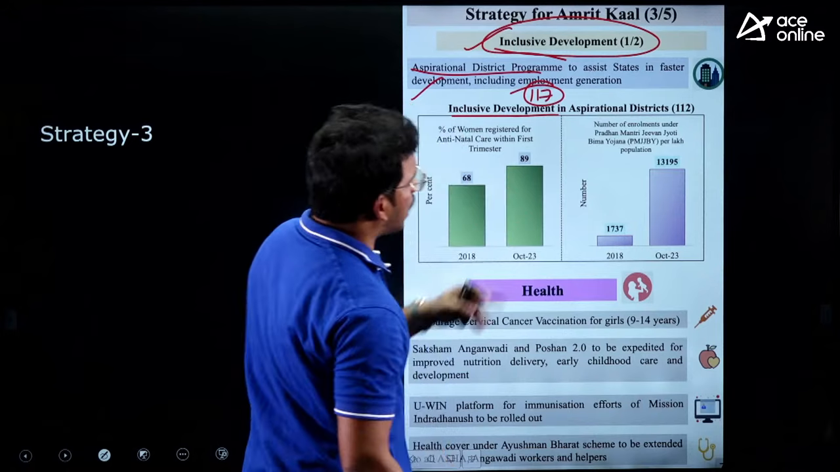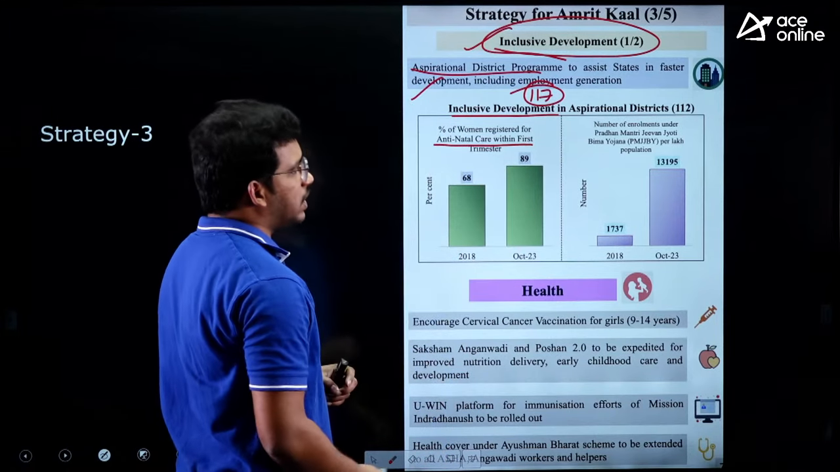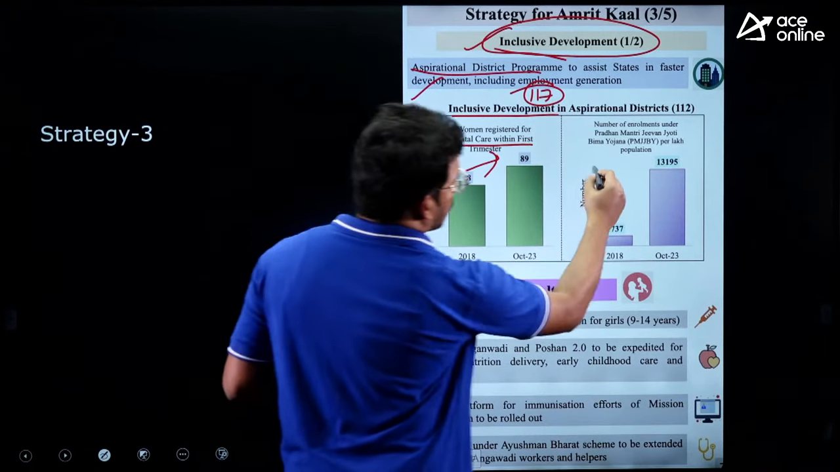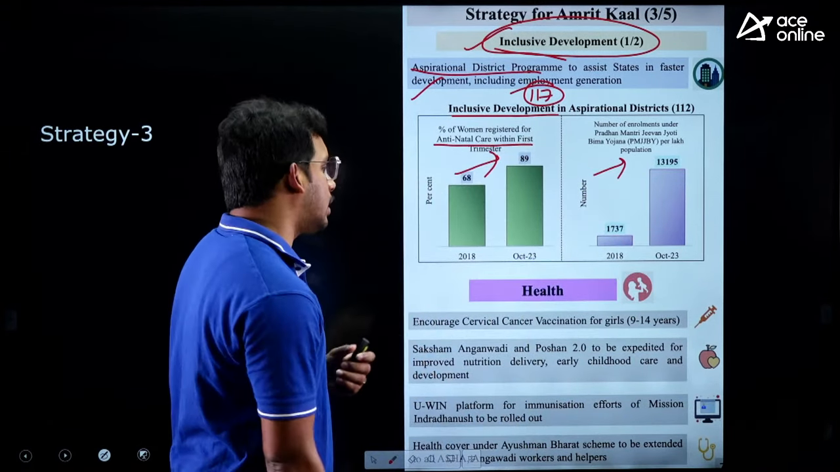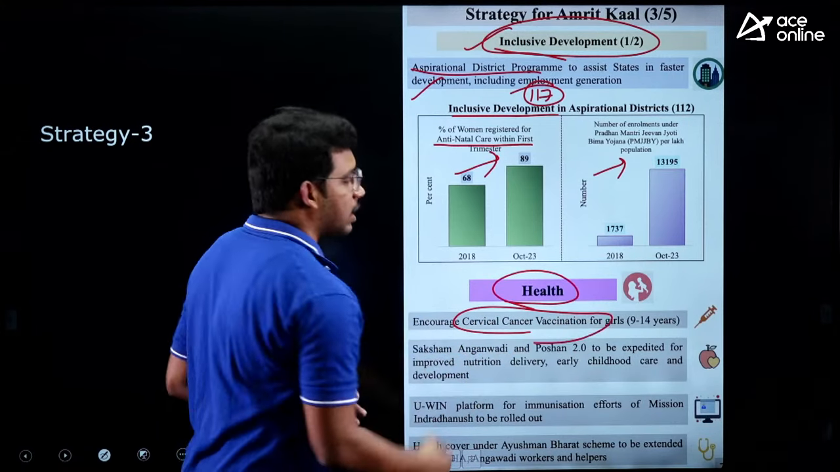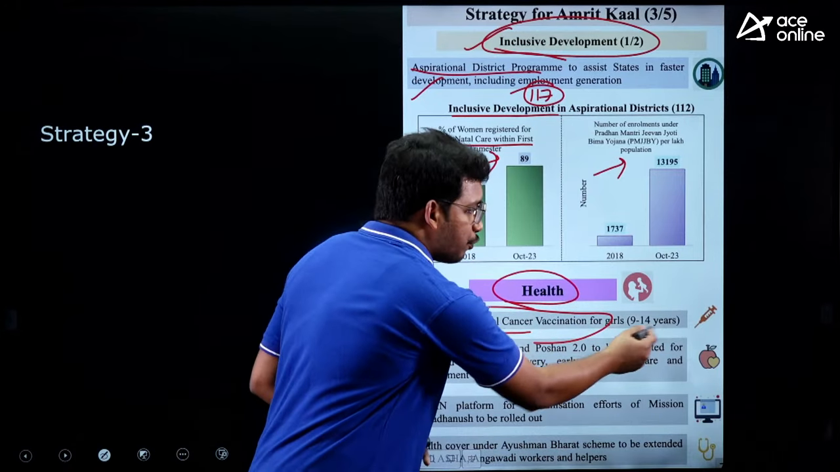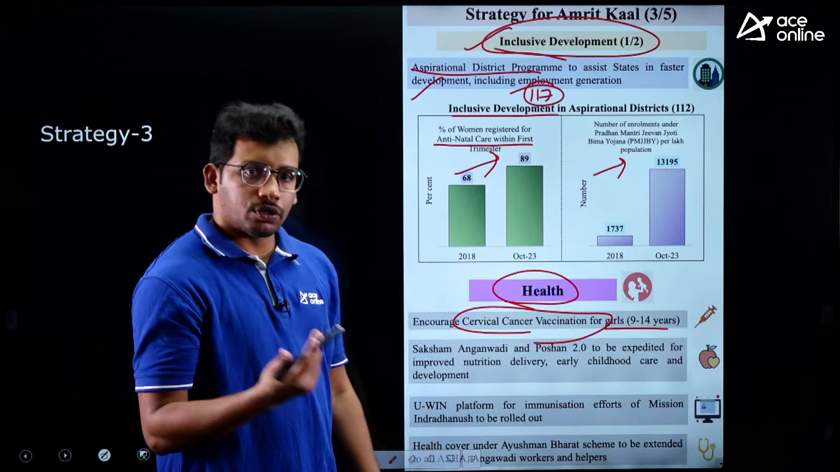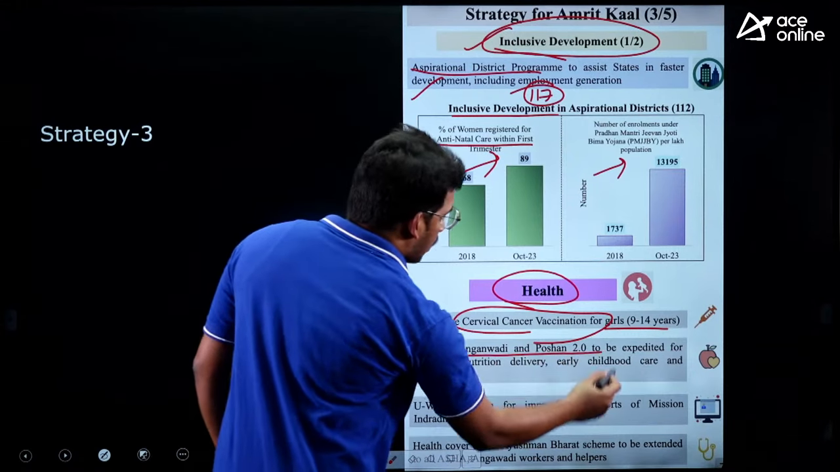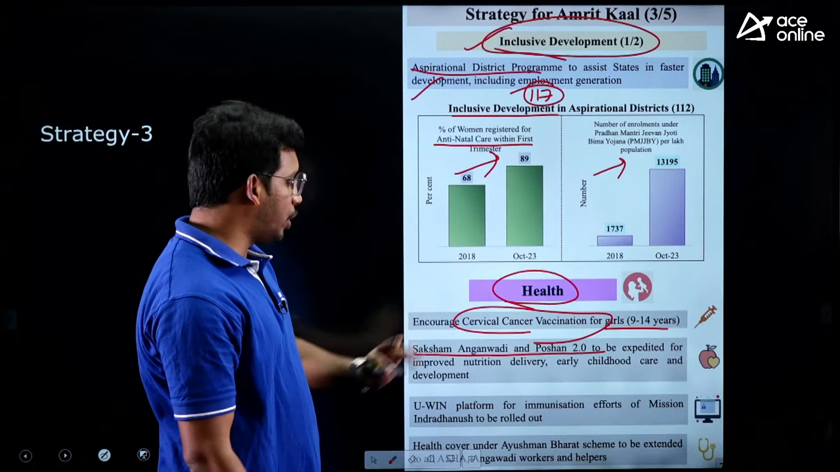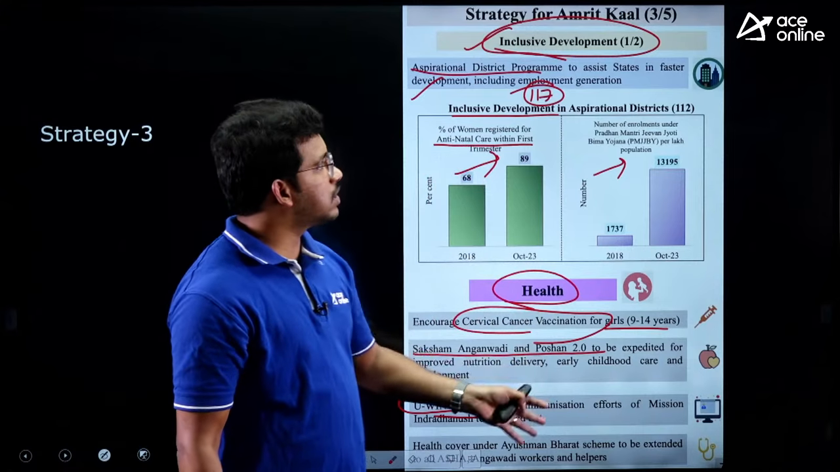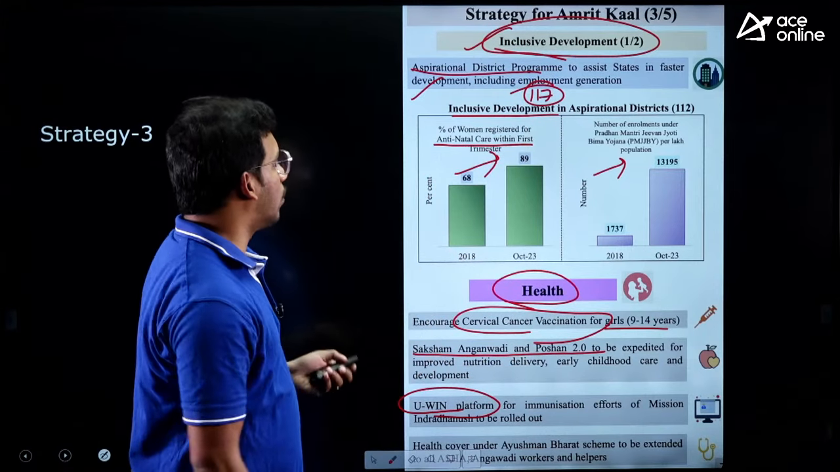Here they have kept the percentage of women registered in antenatal care. Some data was there. This is not that relevant, you can just remember that. Then health. In health, they are going to launch cervical cancer vaccination for girl children aged 9 to 14 years, right? We have already discussed this in one of the current affairs sessions. Then Saksham Anganwadi and Poshan Abhiyan, they are going to launch the U-WIN portal for promoting vaccination. These measures they are going to take under inclusive development.